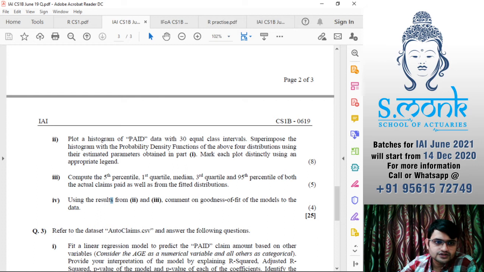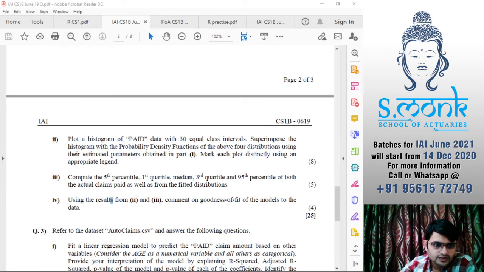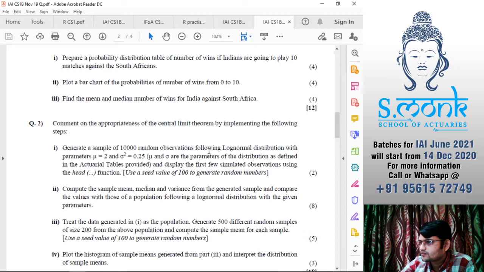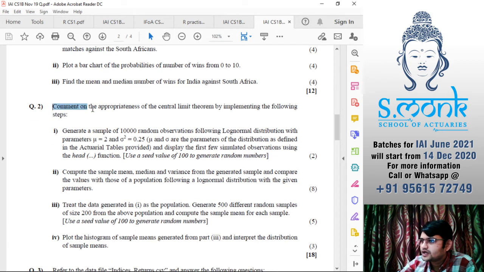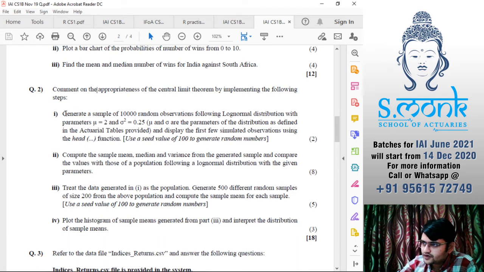Let me just take another question paper. Yep, here we have simulation. You can see: comment on the appropriate central limit theorem by implementing the following steps. First is generate a sample of 10,000 random observations from a log normal distribution with parameters this. So you can see that they will be saying everything step by step. You just have to follow the steps.